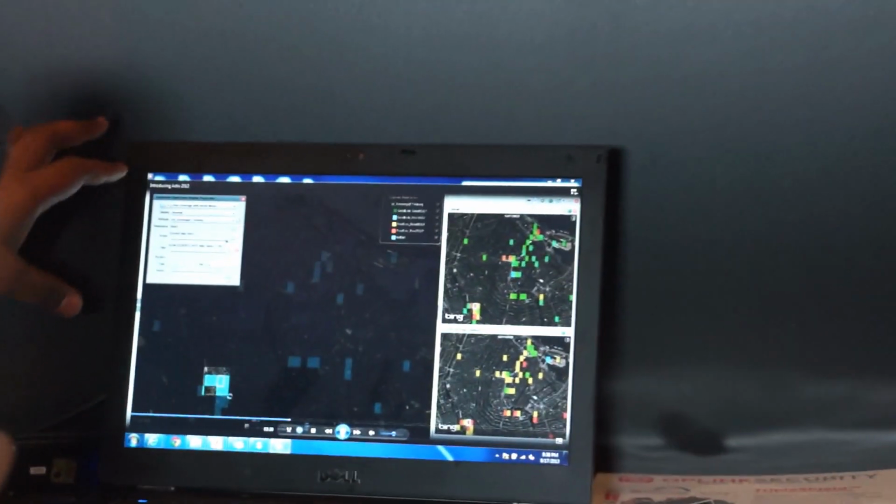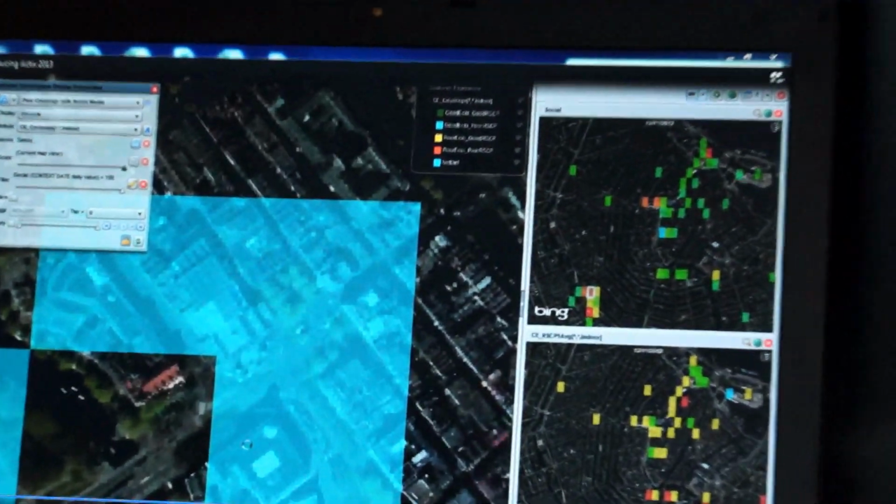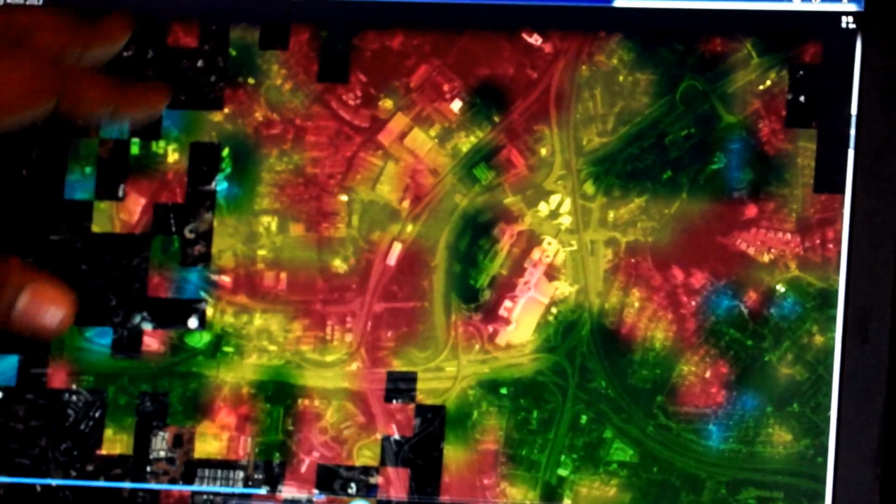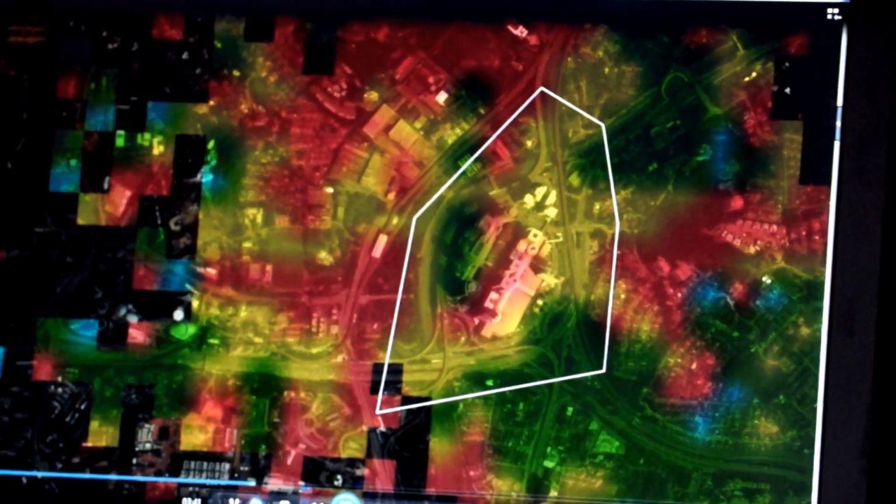So again, what you're showing here is how you can create different filters to figure out exactly where you are. If you can see, this is where you have a lot of traffic, and that is what your actual area looks like in terms of coverage, etc.